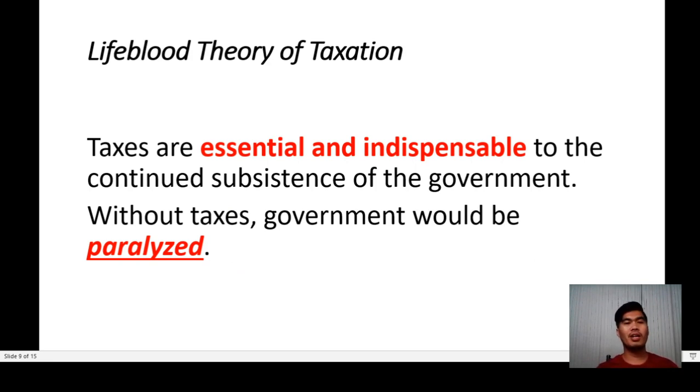So, lifeblood theory of taxation, taxes kuno are essential and indispensable to the continued subsistence of the government. Without taxes, government would be paralyzed. Tama lang naman na, kumbaga, kung walang buwis, wala yung gobyerno. Hindi siya makapag-operate by its own. Kumbaga, the government needs funds from the taxes that we pay. So, dapat lang na yung mga taxpayer should pay on time, promptly, and in the exact amount.